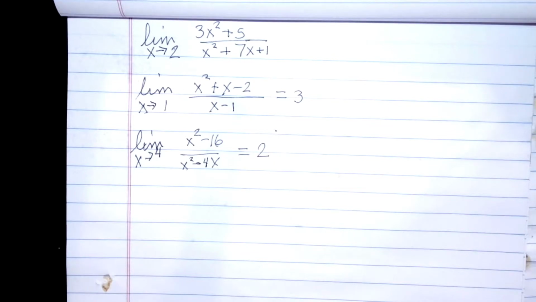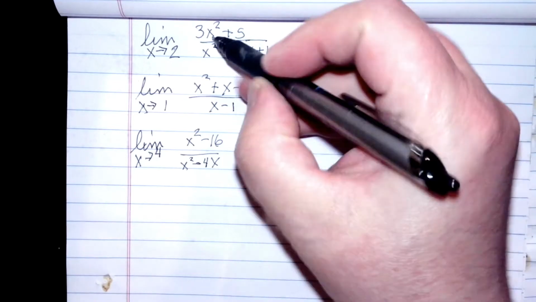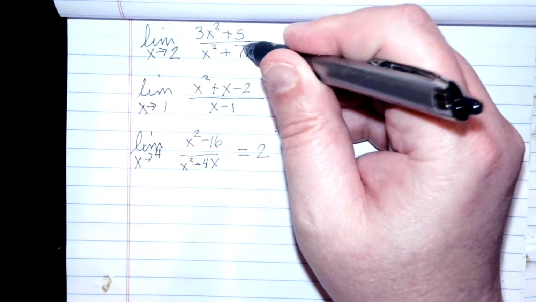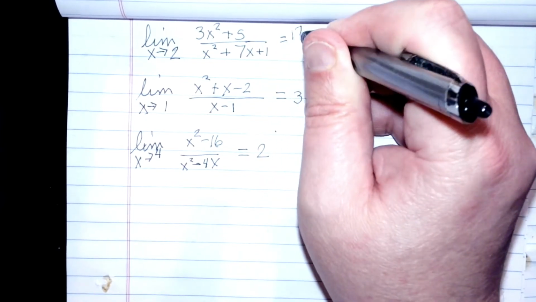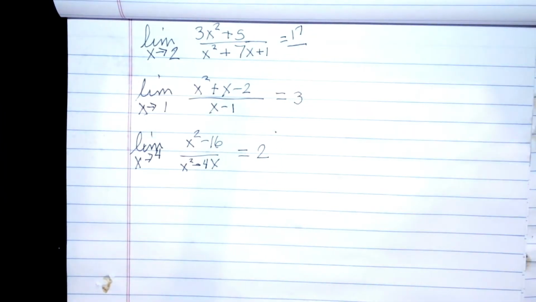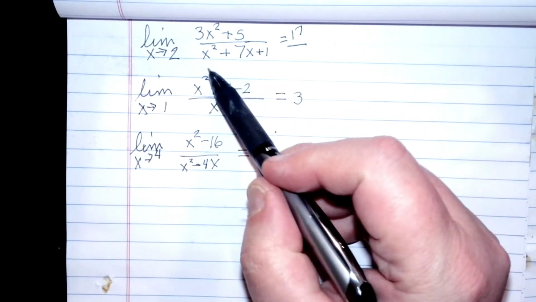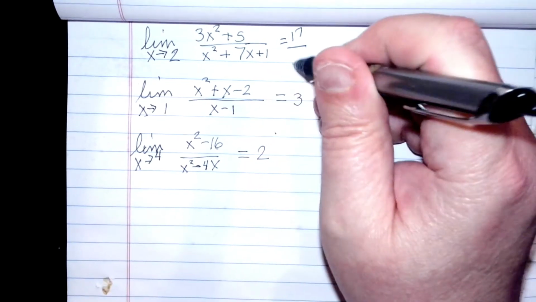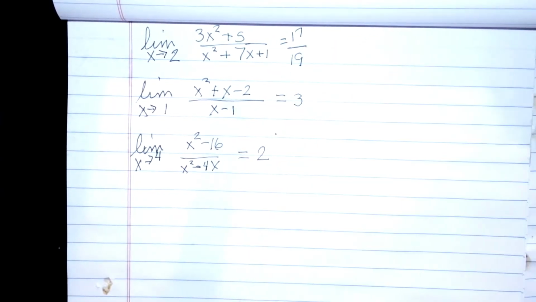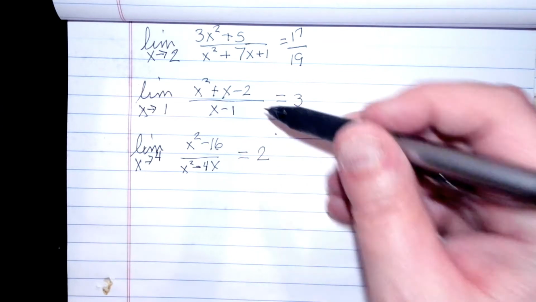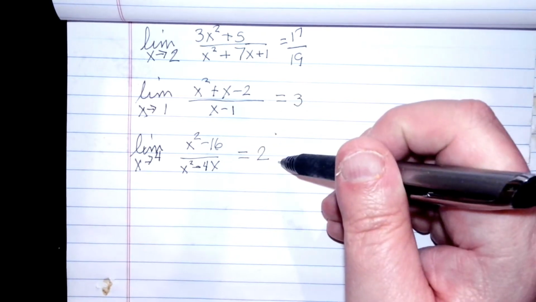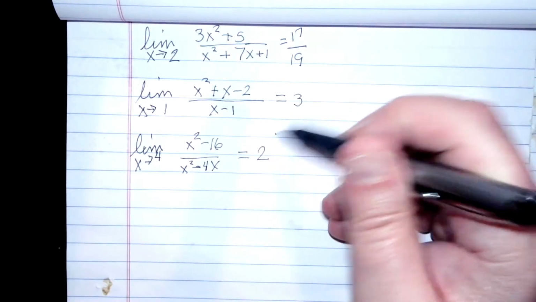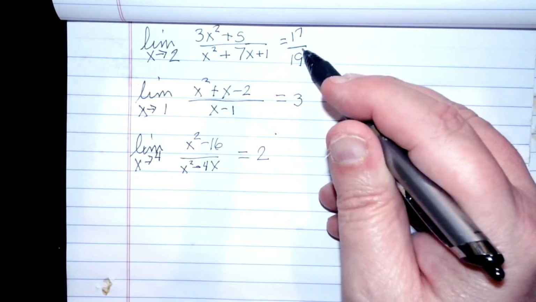If you substitute in 2 for x, you're going to get 3 times 4 is 12 plus 5 is 17, and in the denominator you're going to get 4 plus 14 is 18 plus 1 is 19, and so that limit is 17 over 19. Now if you try the same thing with these other two limits, which we have already explored, you're going to get something quite a bit different from what you got up here in this example.